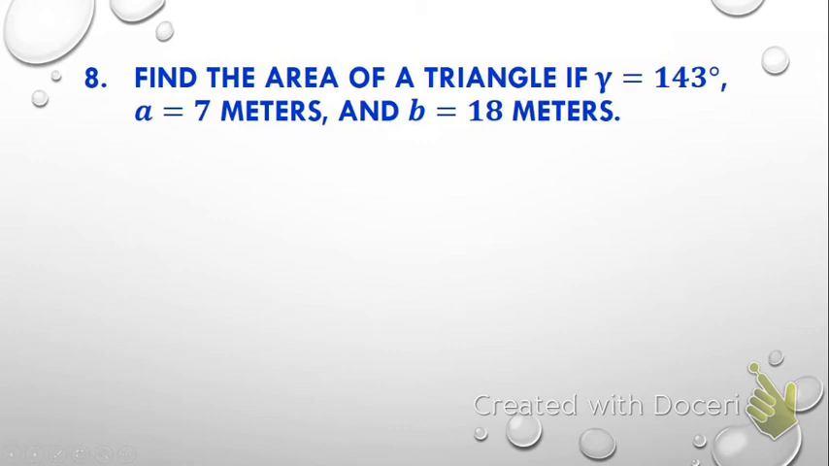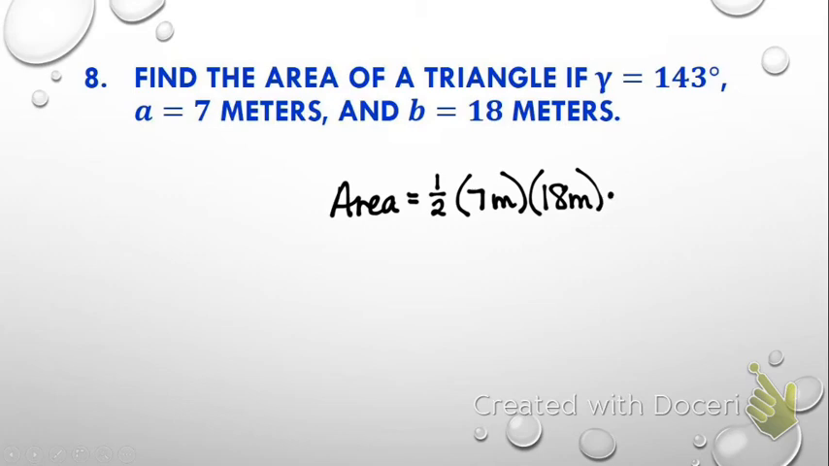Find the area of a triangle if gamma is 143 degrees, A is 7 meters, and B is 18 meters. Do I have side angle side? Yes. So my area is equal to 1/2 times what? Times 7. And that's 7 meters times what? Times 18 meters times sine of 143. Pop that in your calculators and tell me what you get.